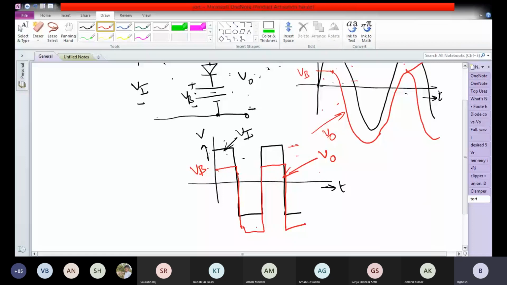And this can be used when we are receiving a signal. When the transmitted signal loses the DC level during the transmission, we can reset the DC level at the receiver. This is its practical usage.